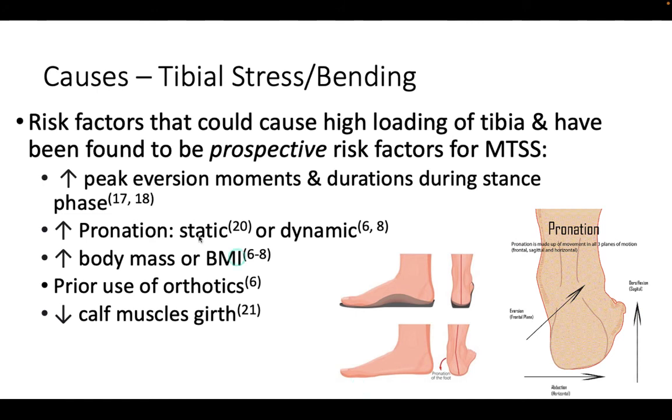Another one we've also talked about, right? Increased body mass or BMI. That one's pretty easy to understand, because as your body mass increases, you're putting more force into the ground, and that stress or shock is going to come up to the tibia, causing more bending and stress to the tibia, making it more likely to develop medial tibial stress syndrome. This one was interesting. They found that people who had prior use of orthotics had a prospective risk factor. And this is kind of similar to the story that Dr.